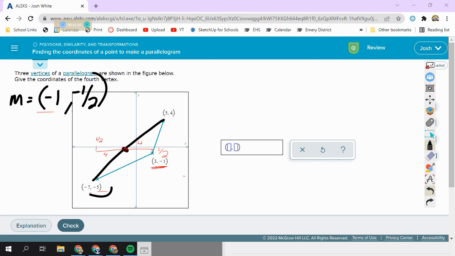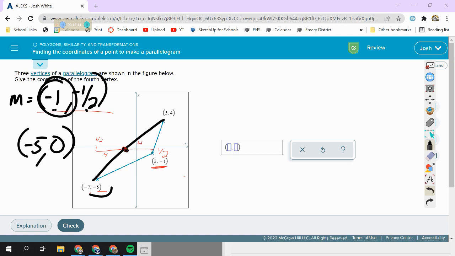So if this point is -1, -1/2, what happens when I go left 4? What do you get? What's left 4 from -1? So if I go left 4 from here, I get -5. Okay, and then I need to go up 1/2. What happens when I go up 1/2 from there? 0. Okay, now there are more ways to do it. So that's one way to do it.